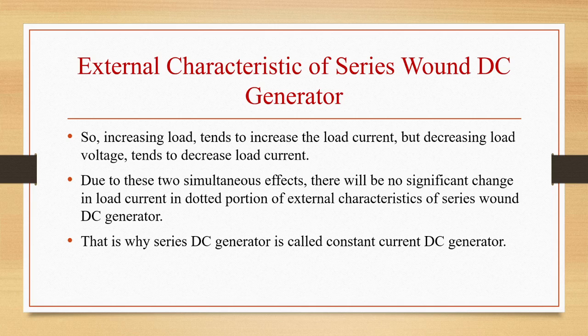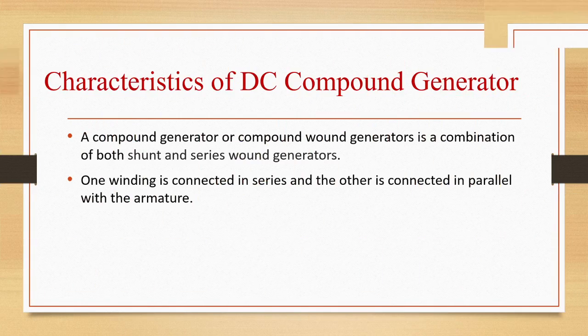The series DC generator is also called a constant current DC generator because there are two simultaneous effects. There will be an increase in load, and as voltage is getting decreased, load current is getting decreased. So there is an increase and a decrease of current, and current is becoming constant. Because of these two simultaneous effects, there will be no significant change in load current in the dotted portion of the external characteristic of the series wound DC generator. That is why the series DC generator is called a constant current DC generator.